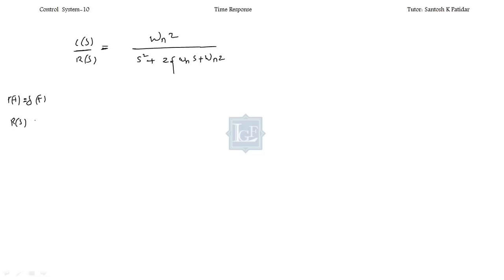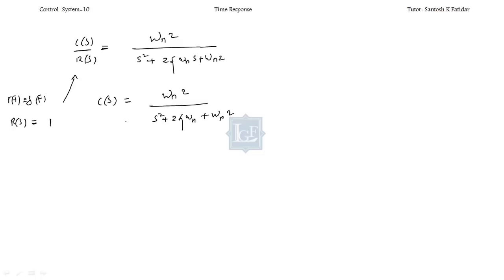Friends, the transfer function for the second order system is C(s) by R(s), again I'm writing here omega n square over s square plus 2 zeta omega n s plus omega n square, okay? Your input is r(t) equal to delta(t), so R(s) is 1, okay? Put R(s) equal to 1 here, you will get C(s) is nothing but omega n square over s square plus 2 zeta omega n s plus omega n square.